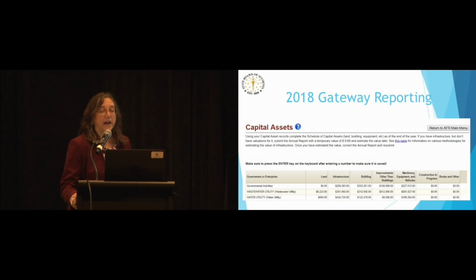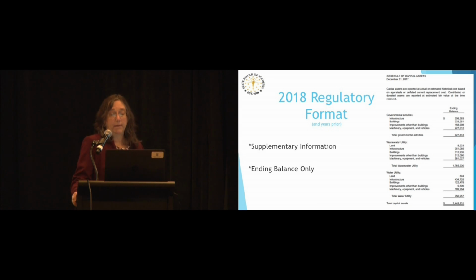Then it generated a schedule that went into your actual audit report, although it's unaudited. The information entered in Gateway generated another schedule that was included in the report. It's an example of what it looked like. It was also included in the other information unaudited section, and we expressed no opinion on it.